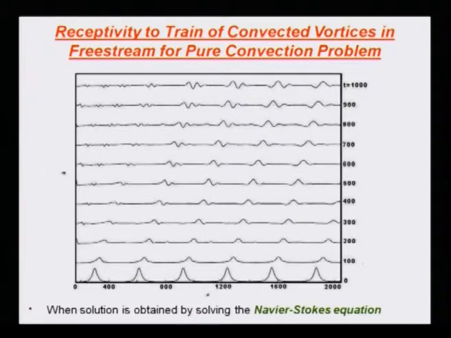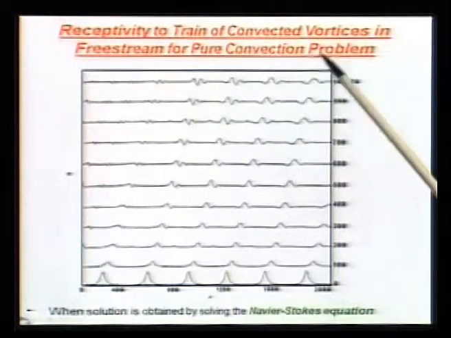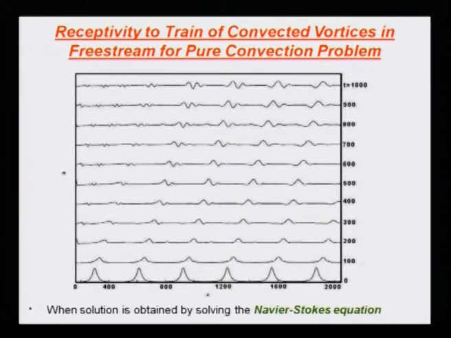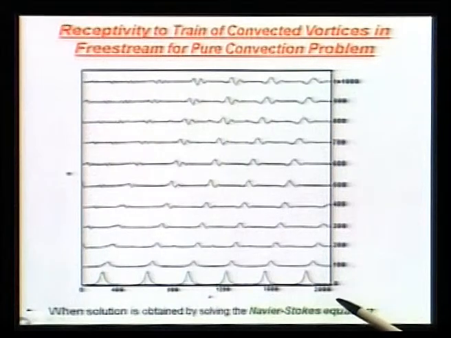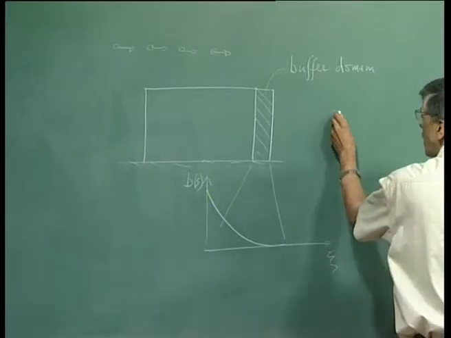Let me show you some results as obtained from the simulation. Here, in the first part, I will show you some results where the free stream vortices are moving with the free stream speed. So, that is your pure convection problem. We have put in the vortices at an interval of 100 pi, and this x axis that we have plotted here is nothing but Re delta star.